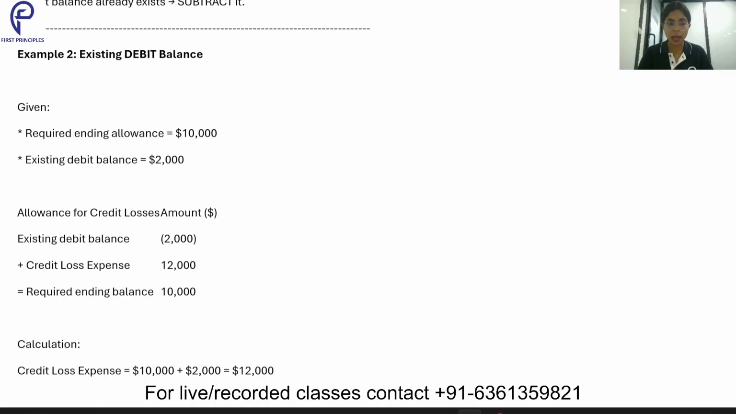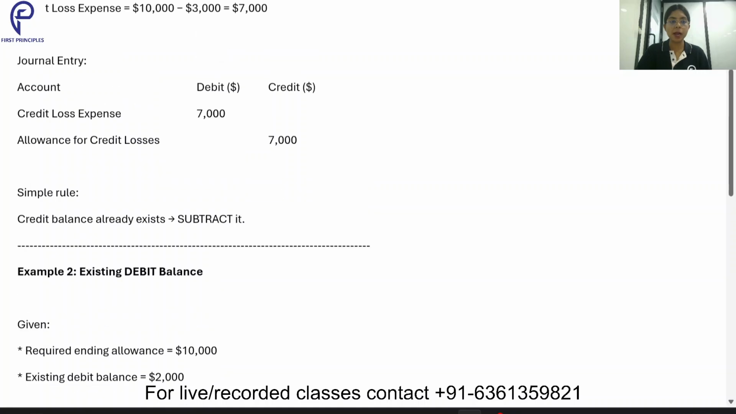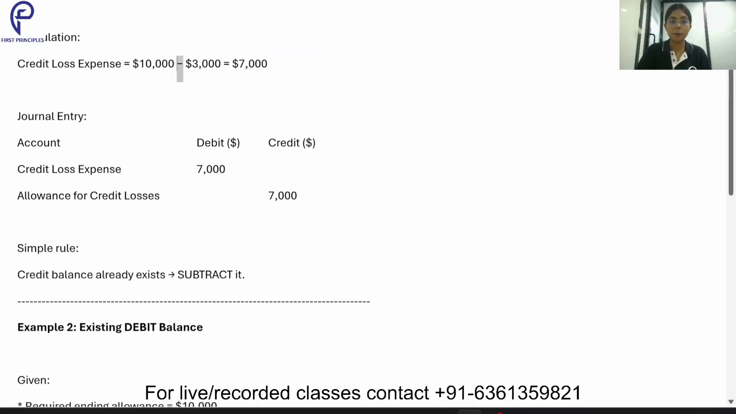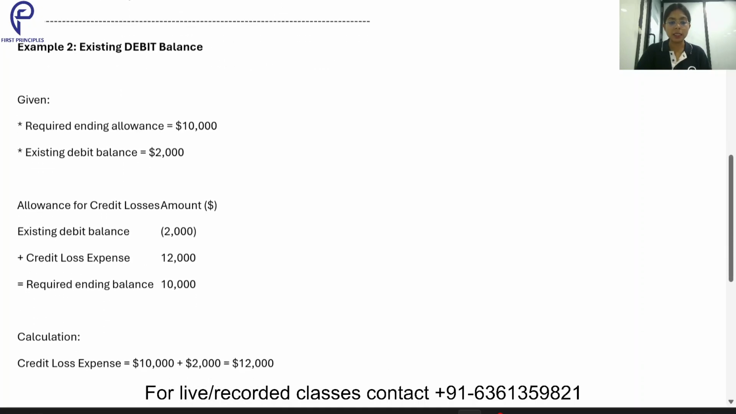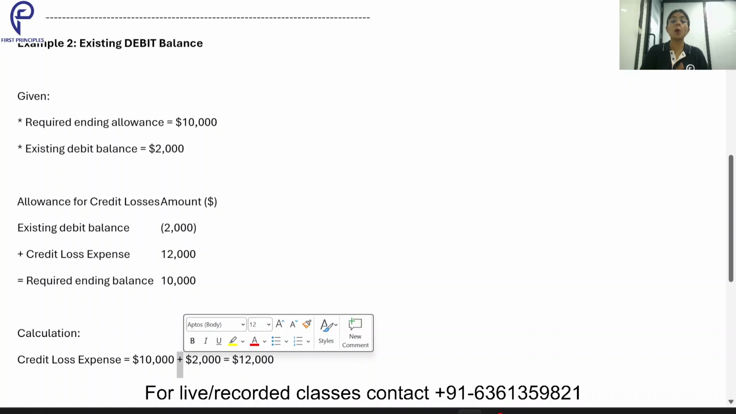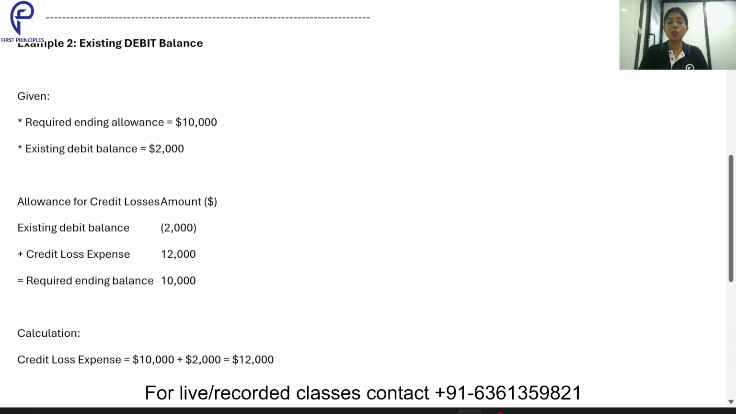So in that case, what happens? In the required ending allowance, we will add the debit balance, whereas over here we subtracted. In the case of credit balance, we subtracted, but in the case of debit balance, we are adding the existing balance. Why? It's a debit balance. So my credit loss expense will become how much? $12,000. Repeating again, in case of credit balance, we will subtract the existing balance in order to arrive at the credit loss expense. But in case of debit balance, we add the existing debit balance in order to arrive at the figure of credit loss expense.